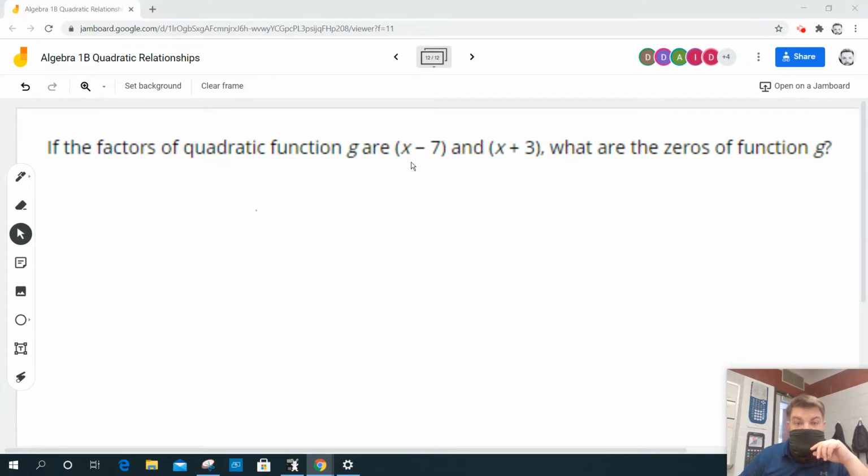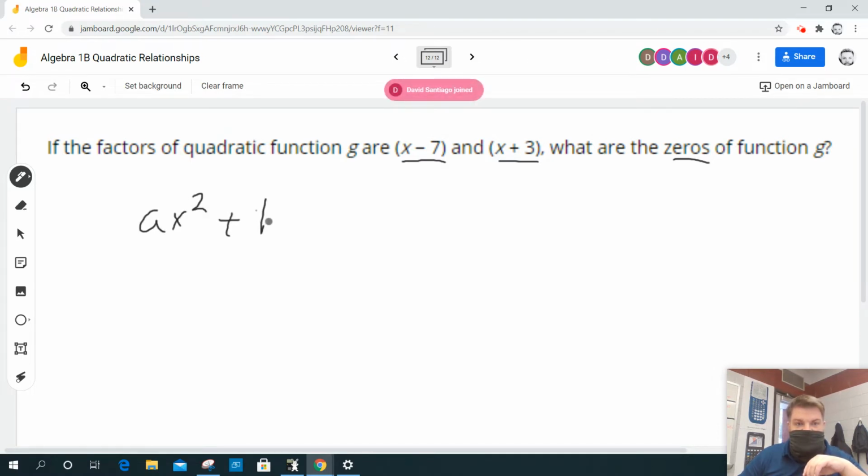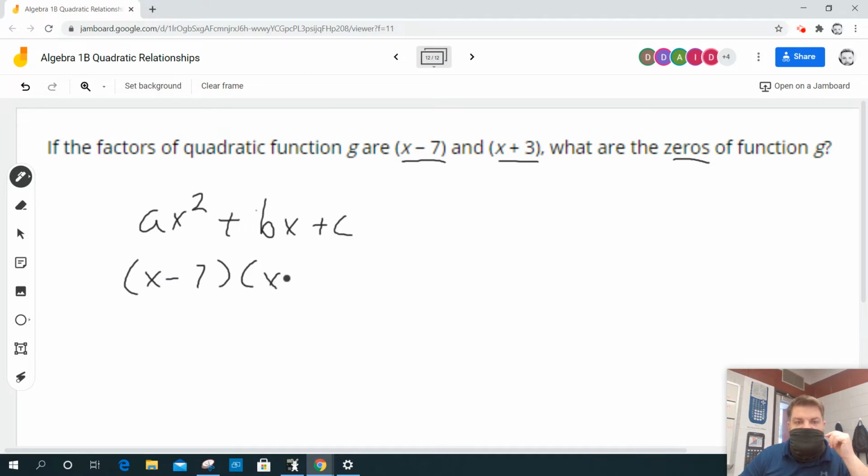So if these are the factors, I hope this doesn't confuse you guys, but if these are the factors, it wants to know what are the zeros. So that means there's some function a times x squared plus bx plus c, right? And then I got to go and factor it, right? So these are the factors, x minus 7 times the quantity x plus 3. And we got to set that equal to 0.